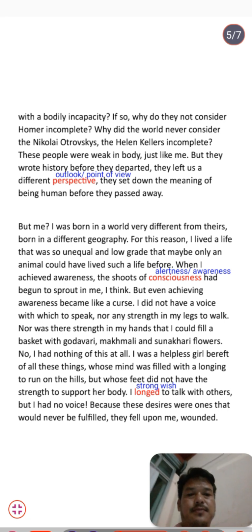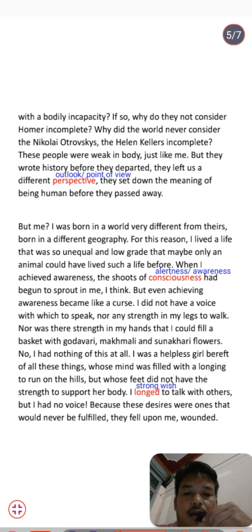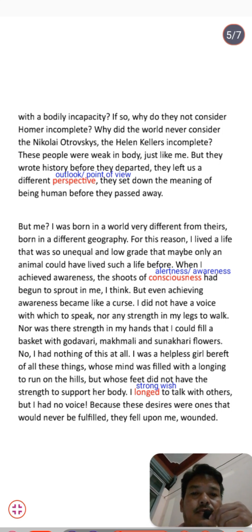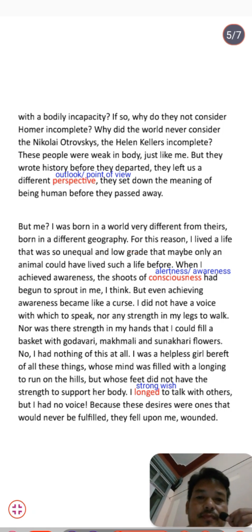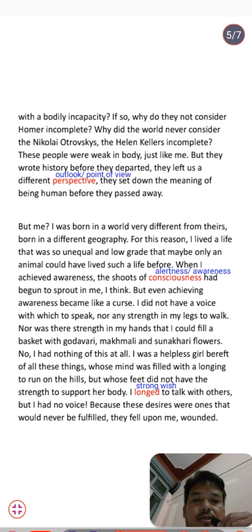The next paragraph here. But me, I was born in a world very different from theirs, born in a different geography. Again, students, the writer says that I was brought into a world altogether different from theirs, in a different topography. Geography means different place. For this reason, I lived a life that was so unequal and low grade that maybe only an animal could have lived such a life before.